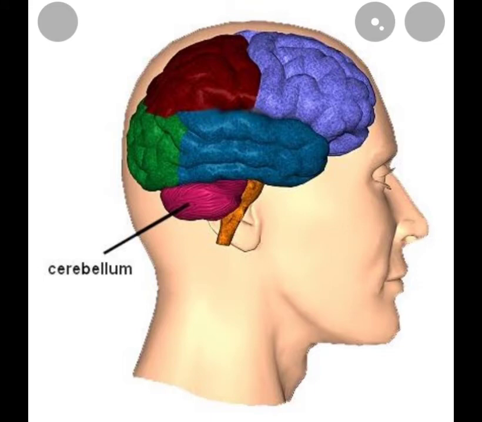Cerebellum. The cerebellum is a structure that is located at the back of the brain, underlying the occipital and temporal lobes of the cerebral cortex. The cerebellum is important for making postural adjustments in order to maintain balance.